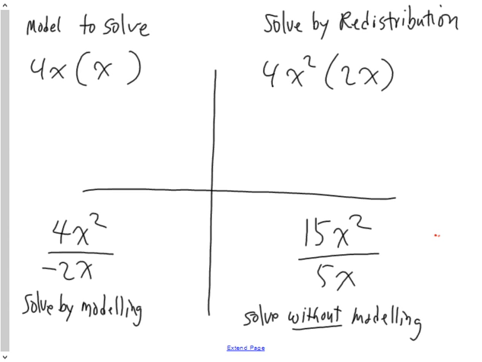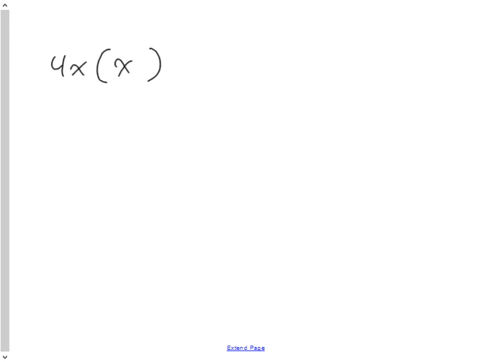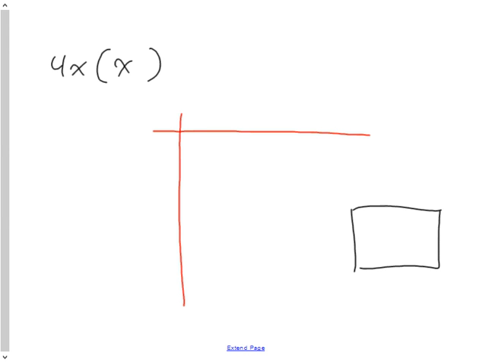The first question gives you 4x multiplied by x, and it says solve it by modeling. The method we're going to use here is an area model. So if we think about a rectangle real quick, a rectangle has a length and a width. And way back when you learned that area is equal to length multiplied by width. So the area would be what's inside here.